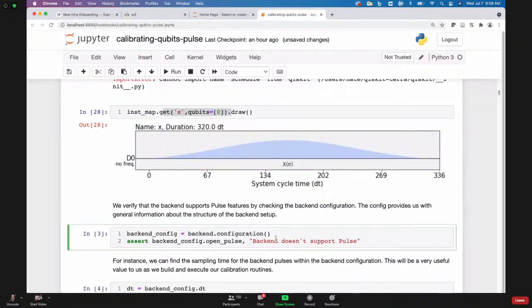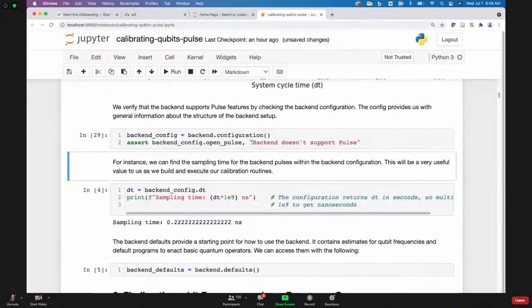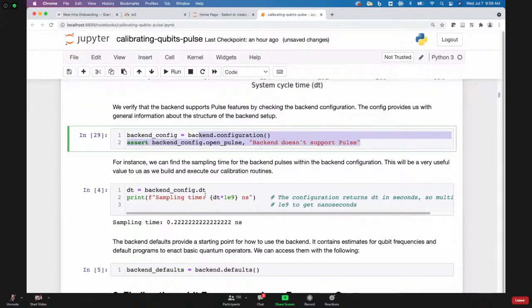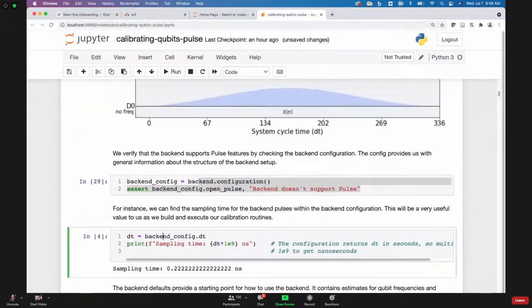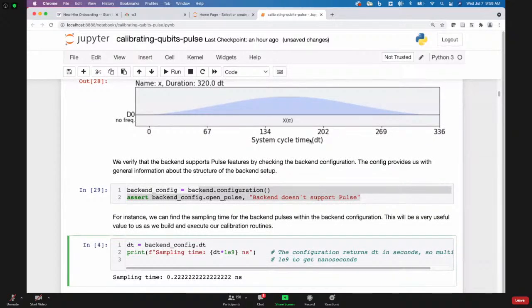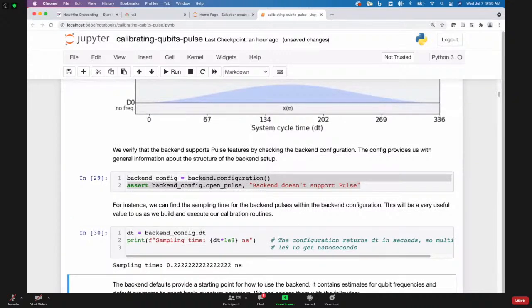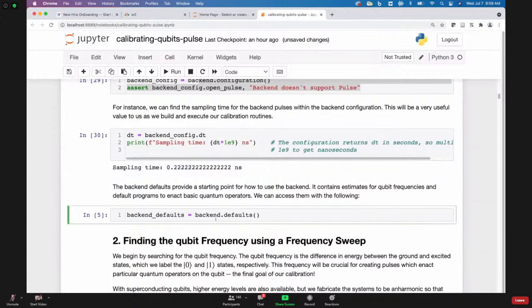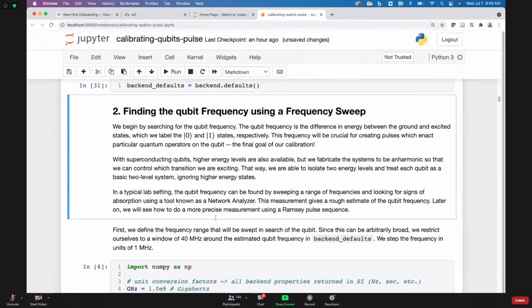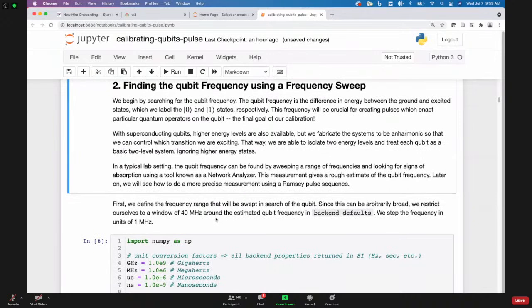So let's begin to do that. First, this is just making sure that we actually have pulse level access. Something you'll notice is that this x-axis is in units of dt. dt is just a convenient way of referring to the time resolution of our backend. In the case of Armonk, and in most of our backends, this resolution ends up being about 0.2 nanoseconds, so very fast, which is nice. So just some helper functions. Now the first thing that we're going to want to do is a frequency sweep.